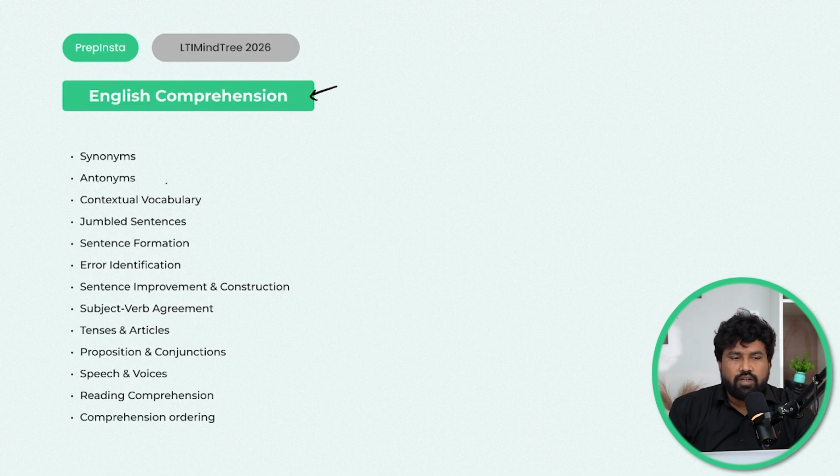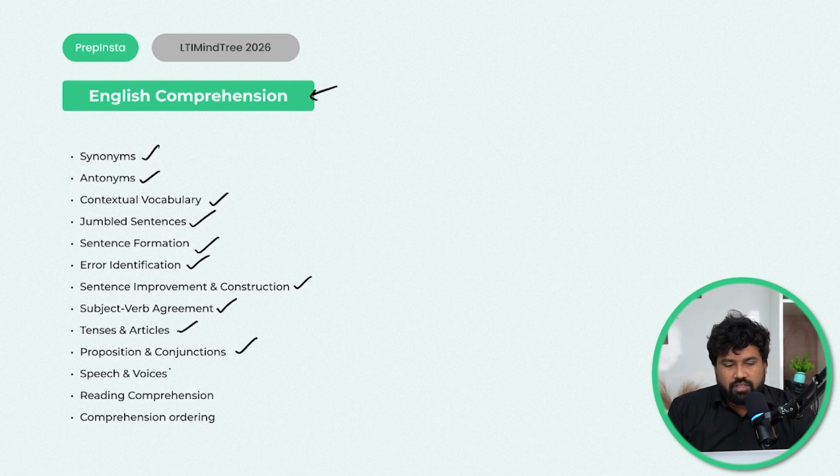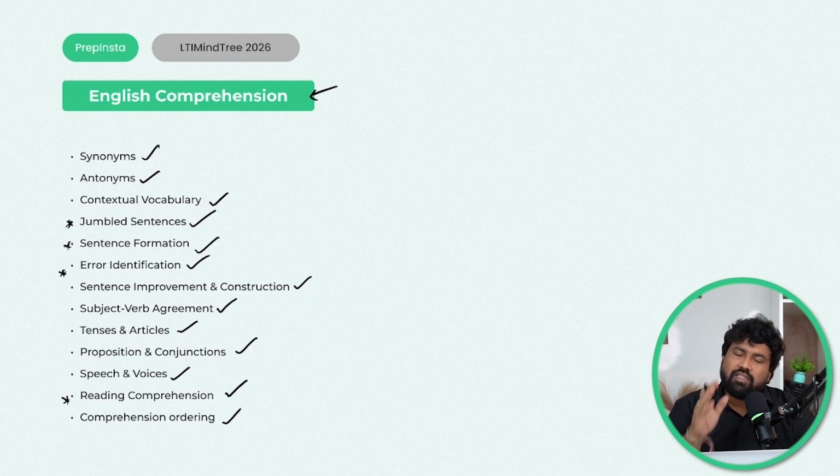In English comprehension, they are asking about synonyms, antonyms, contextual vocabulary, jumbling sentences, sentence formation, error identification, sentence improvement and construction, subject verb agreement, tenses and articles, prepositions and conjunctions, speech and voice, reading comprehension, and comprehension order. One of the important topics are reading comprehension, jumbling sentences, sentence formation and error identification. These are the mandatory topics they will always ask.